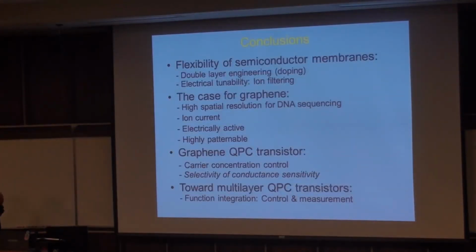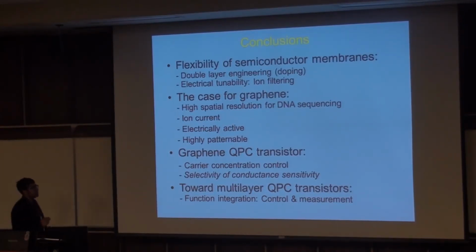So in conclusion, semiconductor membranes are extremely flexible. We can manipulate them just by changing the voltage on each layer, so we can tailor the electronic profile within the nanopore. Graphene is extremely thin, so we can access the DNA at single nucleotide resolution. It's electrically active, so we can manipulate how the current interacts with the DNA. And it's very patternable, so we can get very exotic edge geometries to create, hopefully, a very sensitive device.